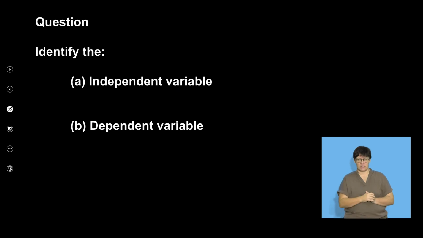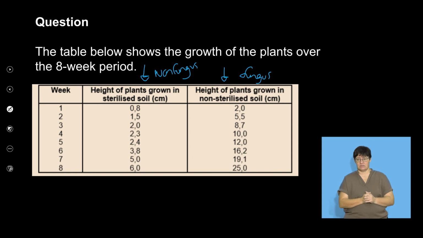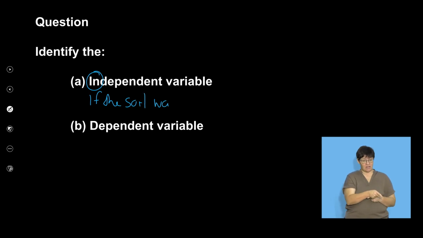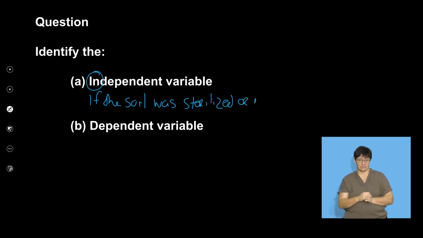Number 1, identify the independent variable. Now this is quite tricky because a lot of you say, oh, it's the first column in the table. That is, all right, weeks. No, it's not. What were we looking for? What could we change? The independent variable, what did I decide? I decided if the soil was sterilized or not. Independent, I. What did I choose?